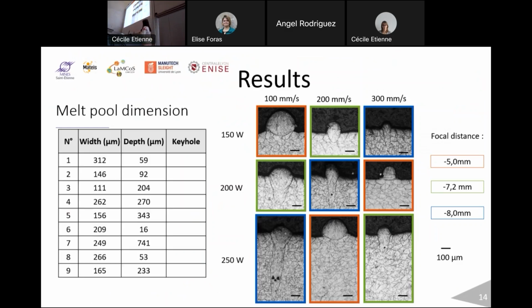This is the result. And if we want to know whether we are in the keyhole regime or not, there is a criterion: the melt pool depth must be more than half of the width. With this criterion, we have 6 samples in the keyhole regime and 3 samples not in the keyhole regime.